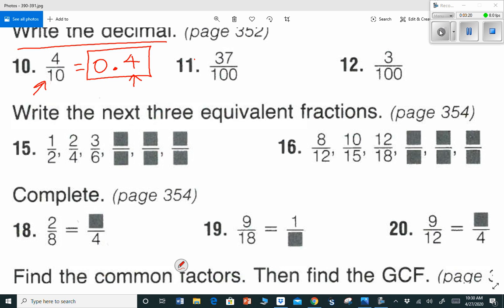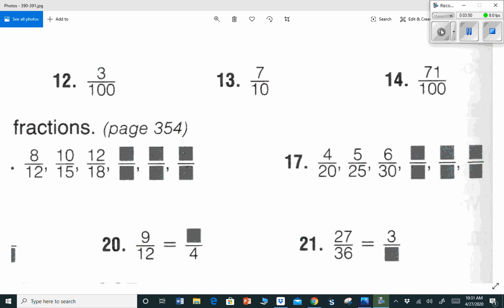Number 11, 37 over 100 is 37 hundredths. The second place after the decimal point is the hundredths place, and that's where it ends. And we put a 0 here just to make it good form. So 0.37 equals 37 hundredths. You should be writing both the question and the answer. You go ahead and do numbers 12, 13, and 14. Pause the video and turn it back on when you're ready to check your answers.